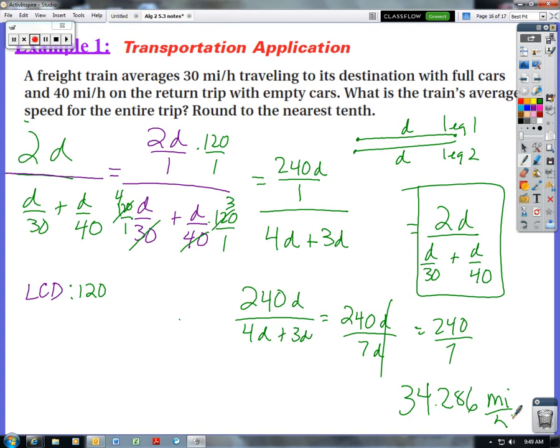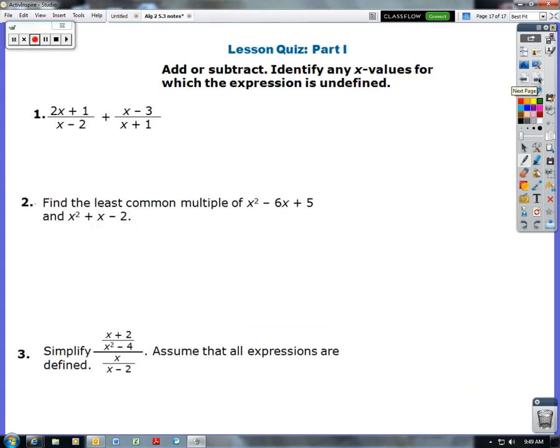Kind of fun. I get to see all these different methods. This is the lesson quiz, so I'll probably make this be the warm-up. Okay. Be sure to ask questions in class if you want.